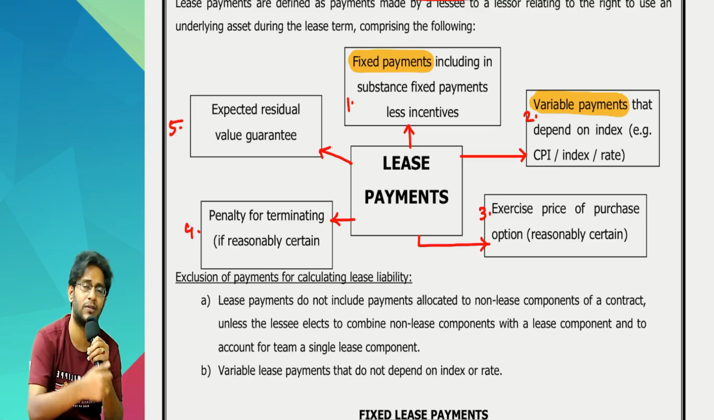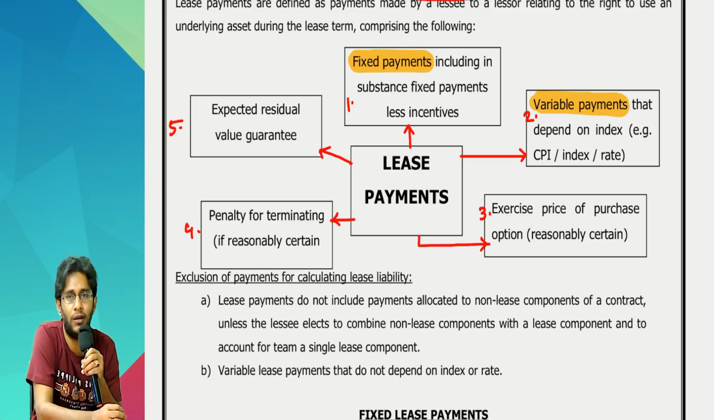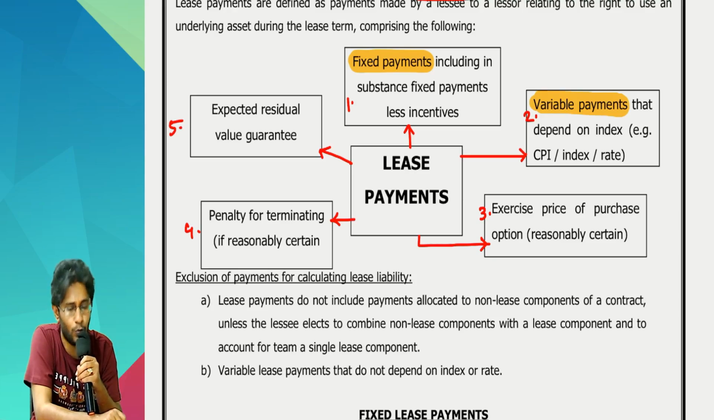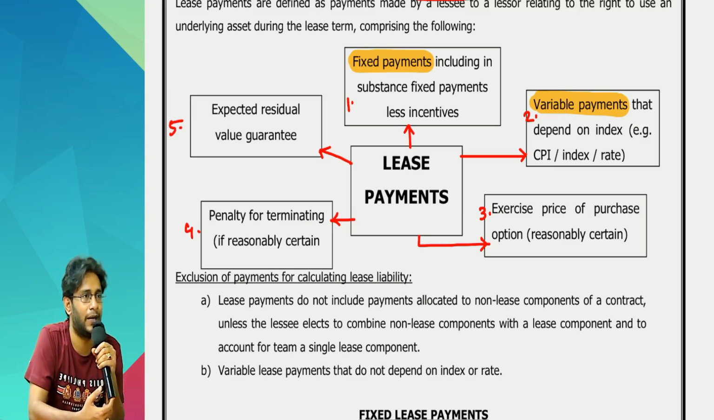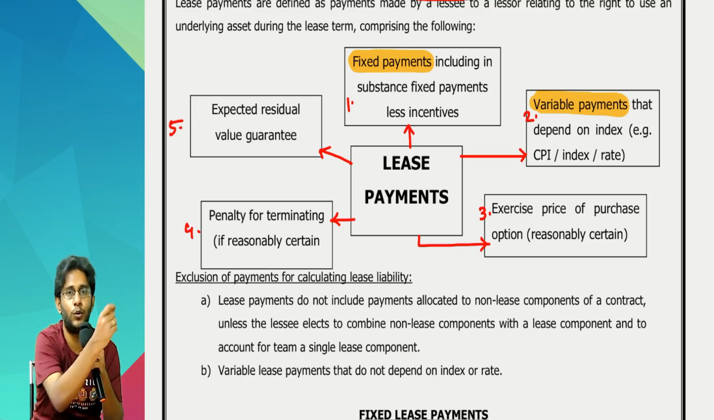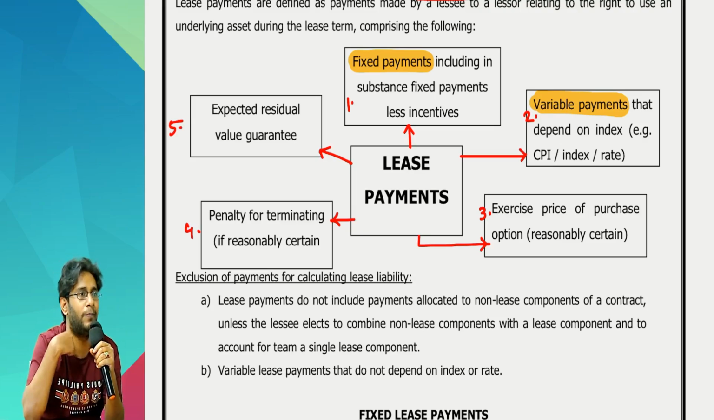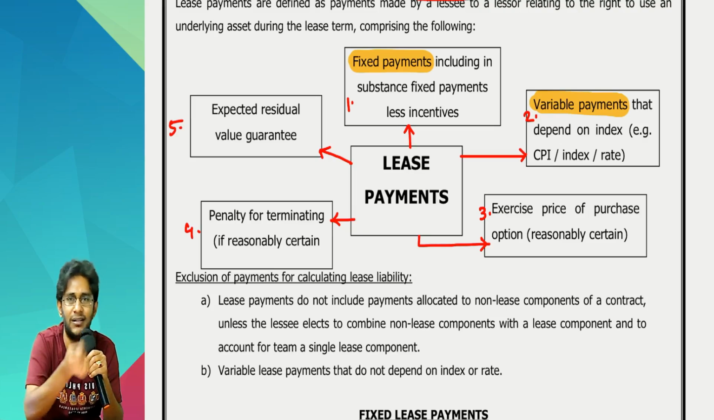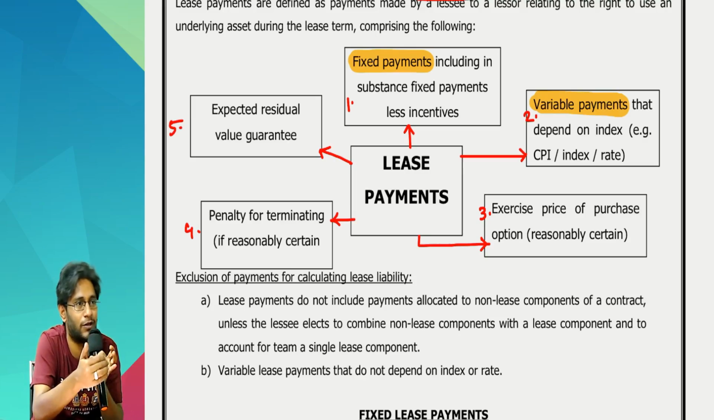What is in substance fixed payments? Fixed payment, you know, every year I have to pay 5 lakh rupees. That's fixed. What is in substance fixed? In substance fixed means it sounds like variable, but it is fixed only. Like, suppose you and I make a bet. The bet is like this. Today if it rains, I will pay you 2,000 rupees. If it doesn't rain, I will pay you 1,000 rupees. So whether it rains or it doesn't rain, anyway I have to pay you the first 1,000, no? The extra 1,000 is a contingent element.